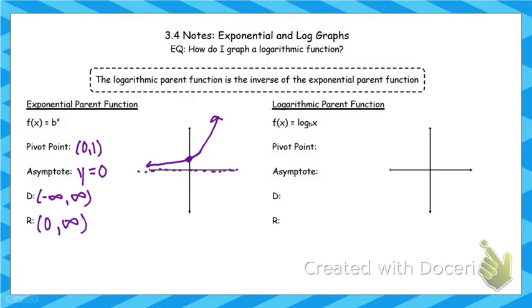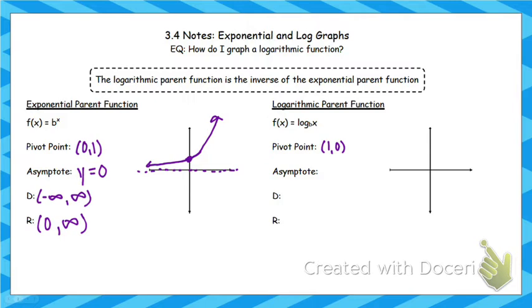All right, so now let's look at the log parent function. The log parent function is the inverse of this function, which means all of our x's and y's are flipped, which means the pivot point, instead of being (0, 1), is (1, 0). Now, the reason that's our pivot point, again, if you plug in 0 for your x, it doesn't matter what your base is. You're going to get 1. That's why it's the point that we're looking at. So same thing with logs. It would work out the same way.